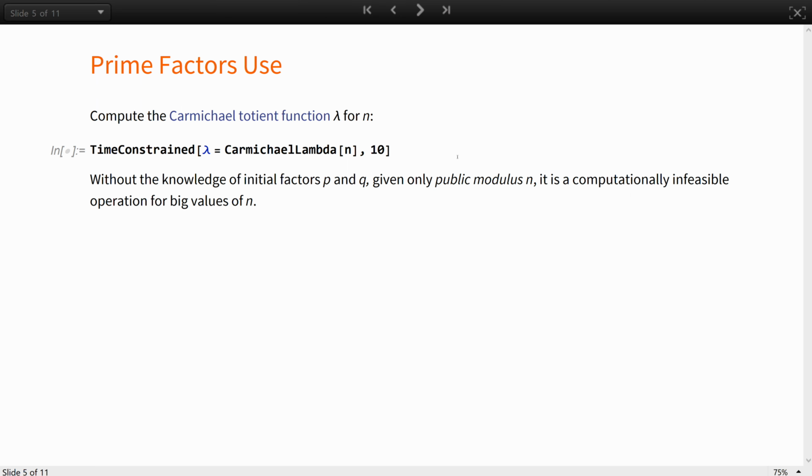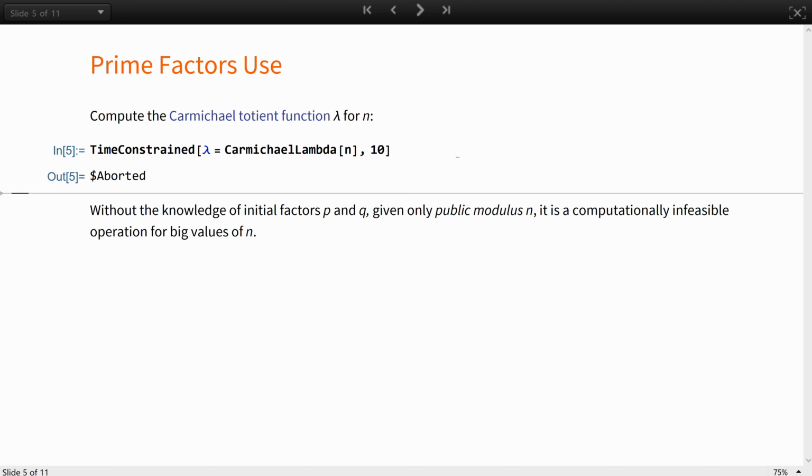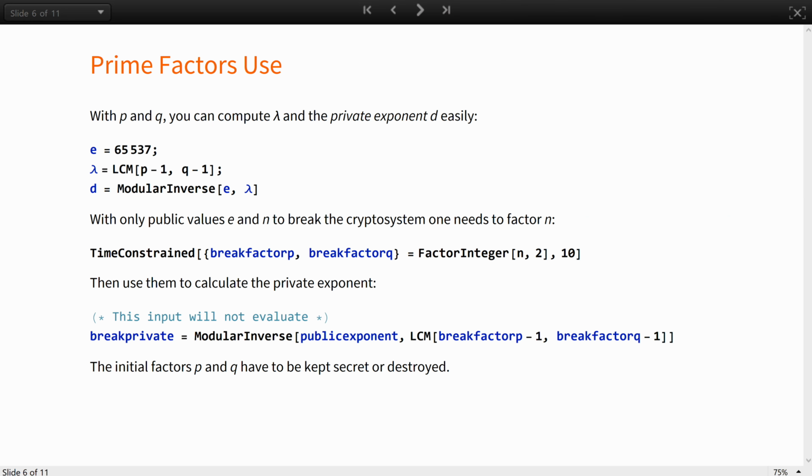Apart from computing the modulus, the prime factors are also needed when you try to compute the Carmichael totient function for n to get the value lambda used in the next steps of key generation. Without the knowledge of initial factors p and q, given only public modulus n, it is a computationally infeasible operation for big values of n. For instance, this example stops evaluation after 10 seconds, but you can try running it longer for yourself. Knowing the prime factors p and q, you can compute lambda and the private exponent d easily and instantly.